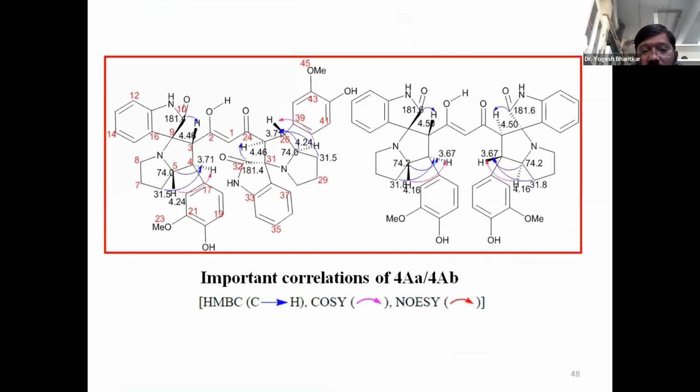This type of correlation we also have to do, meaning HMBC, COSY, NOESY. HSQC will not be used for correlation because HSQC signals already tell us which carbon is attached to which proton. So HMBC correlation and COSY, NOESY are required to draw this type of structure.